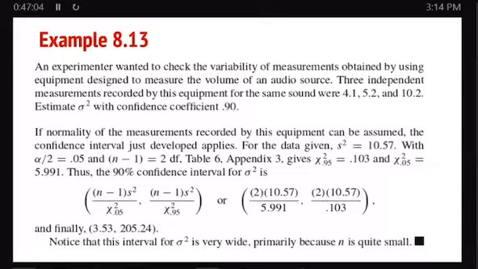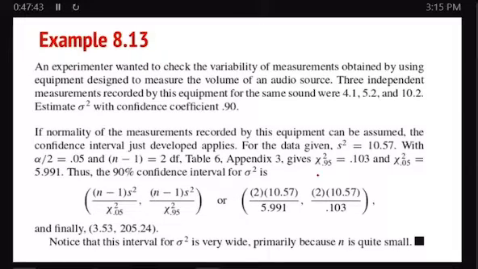Let's go to the question. You have this question. An experimenter wants to check the variability of measurement. Variability, that's variance, of measurement obtained by using equipment designed to measure the volume of an audio source. And you are given the observations. They want you to estimate sigma squared. Why do we say estimate sigma squared? Because if 1,000 investigators choose the same sample size at random, they're going to have different values for variance. Now, estimate sigma squared with a confidence interval of 0.90.